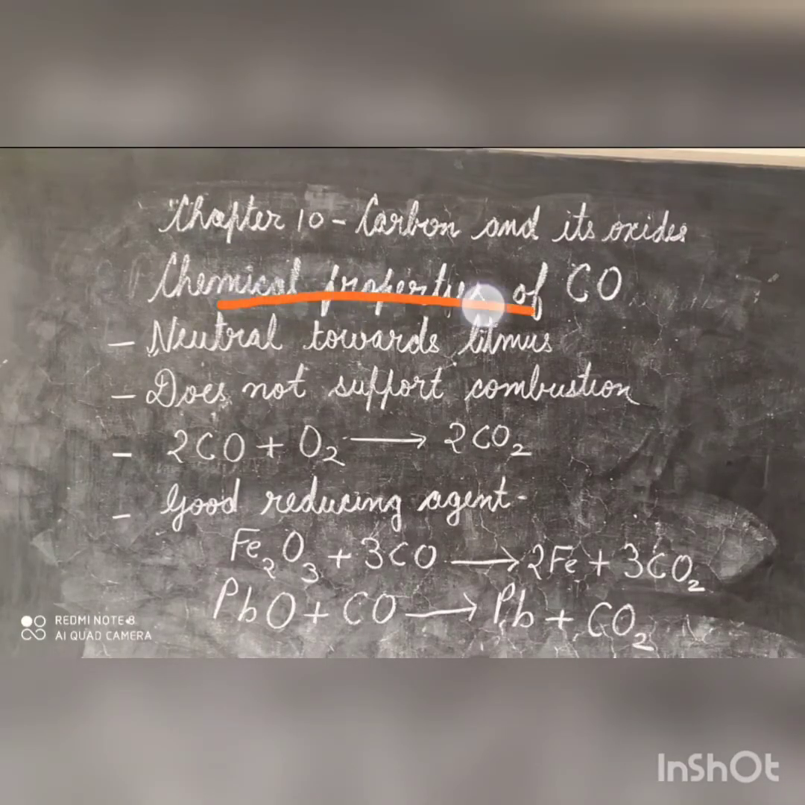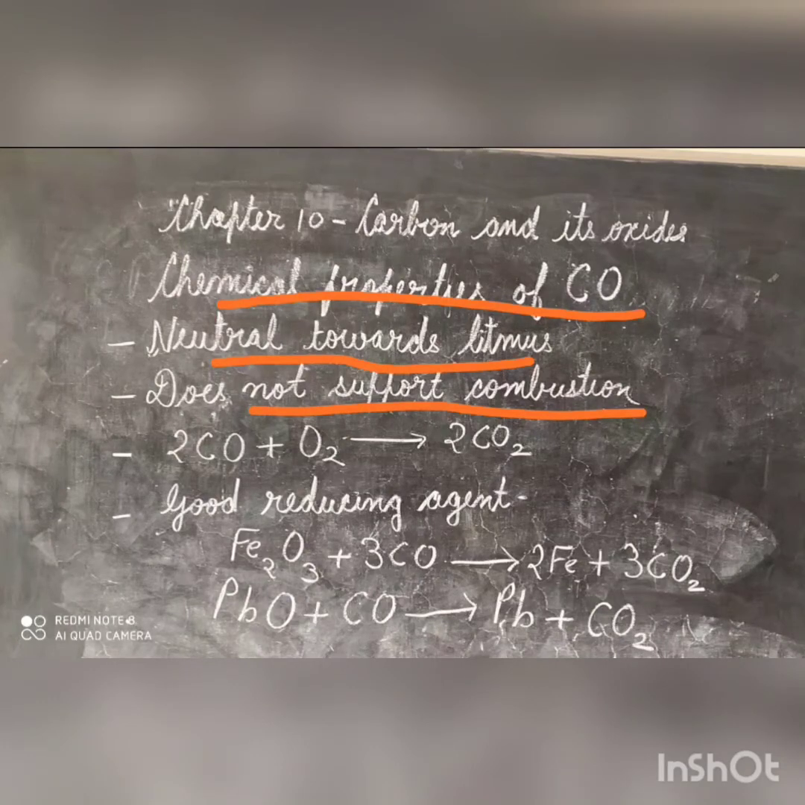Chemical properties of carbon monoxide. Carbon monoxide is neutral towards litmus paper, that is, it is neither acidic nor basic. It does not support combustion, although it is a combustible gas. For example, when a burning candle is introduced in a test tube containing carbon monoxide, it extinguishes. It burns with a blue flame to give carbon dioxide. Carbon monoxide reacts with oxygen, giving a blue flame and forming carbon dioxide.